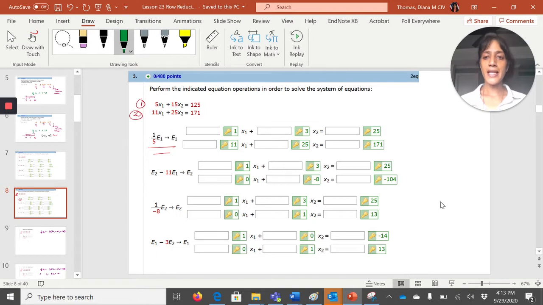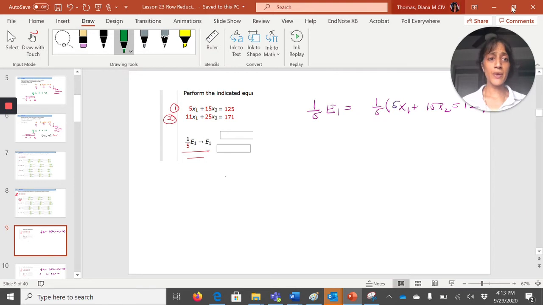I'm going to label my equations 1 and 2. So this is E1 and this is E2. That's what's meant by these symbols here. The first thing I'm asked to do is to take equation 1 and multiply it by 1/5, and make that the new equation 1. This little arrow means make that the new equation 1. So here's equation 1, I rewrote it, and then I multiply E1 by 1/5 because they told me to.